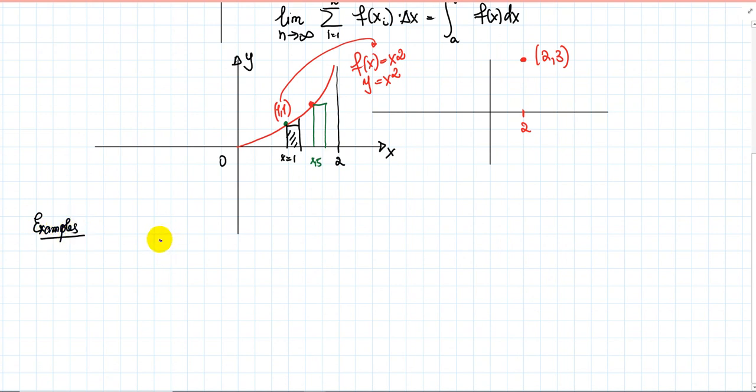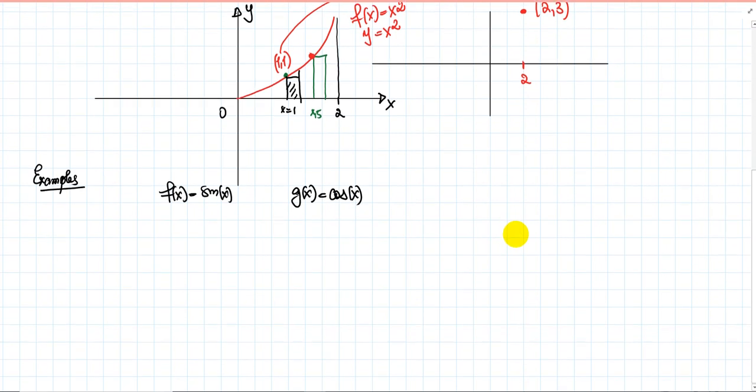So let's do a couple more examples. We're given two curves, f of x is equal to sine of x, and g of x is given as cosine of x. We need to find the area bounded by these two curves in the region when x changes from 0 to pi over 2. So first of all, let me draw the functions.